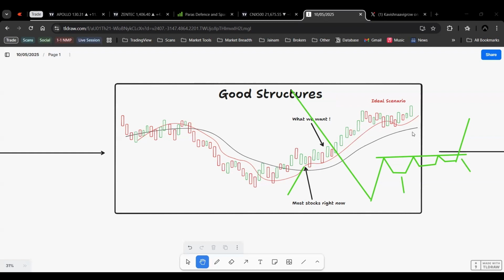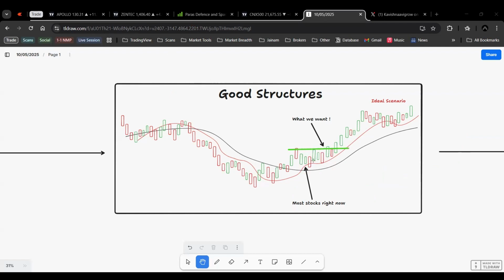Every bear market ends and it starts a new bull market. So we have to wait for the right structures. And to study the right structures, you have to shift to the weekly frame. And I'll prove my point when we study the individual stocks. So we want this kind of structure wherein the stock is well rested.